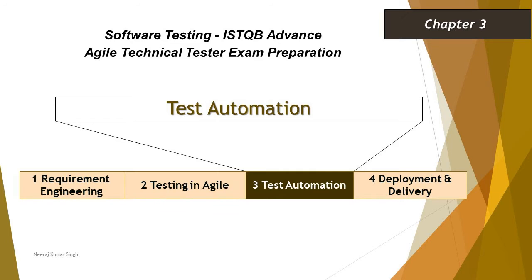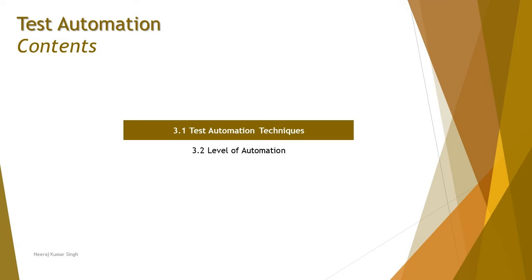Welcome back to the tutorial on ISTQB Advanced Agile Technical Tester. We are getting started with the next chapter, chapter 3, which is going to talk about test automation. We will have two topics to understand as a part of this chapter: one is 3.1 test automation techniques and 3.2 level of automation. So there are different things which we'll be talking about.